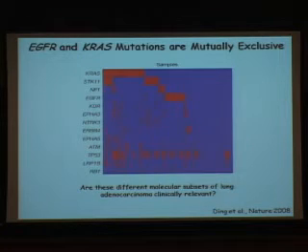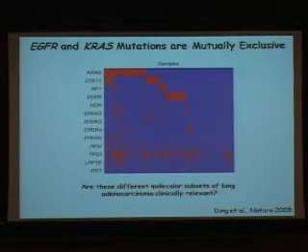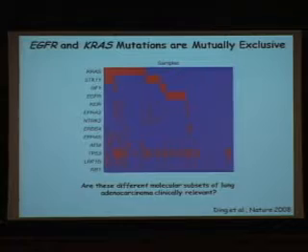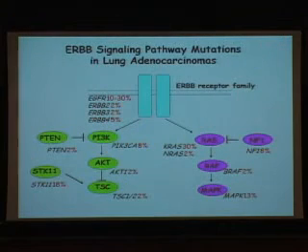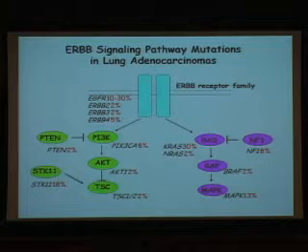And so one of the questions that emerges from this is really, what does it mean that a tumor only has a KRAS mutation or an EGFR mutation? Is there a clinical relevance to this? Taken together, all of these studies have really highlighted the importance of the EGFR, ERBB signaling pathway for lung adenocarcinoma formation.